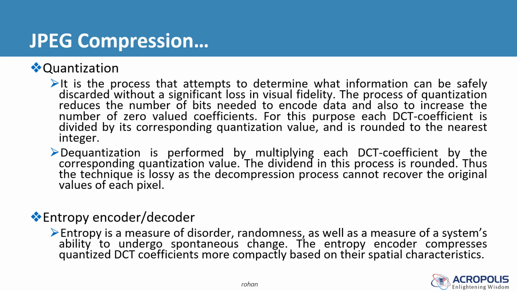Entropy encoder decoder. Entropy is a measure of disorder and randomness, as well as a measure of a system's ability to undergo spontaneous change. The entropy encoder compresses quantized DCT coefficients more compactly based on their special characteristics.